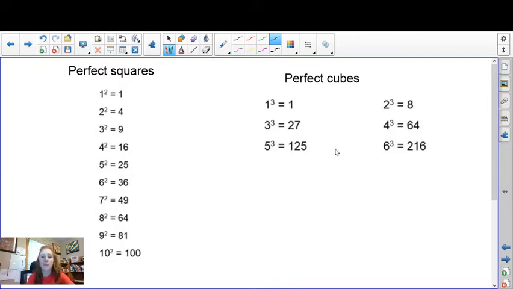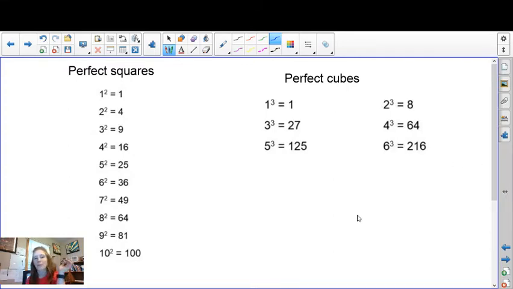Similarly, I have what's called a perfect cube. The difference between a perfect cube and a perfect square is a perfect cube is multiplied 3 times. So it's 1 times 1 times 1, which is 1. 2 to the third, or 2 cubed, is 2 times 2, which is 4, and then 4 times another 2, which is 8. Same thing with 3 to the third, it's 3 times 3 times 3, which is 27. 4 to the third is 4 times 4 times 4, which is 64. 5 to the third is 5 times 5 times 5, which is 125. And 6 to the third is 6 times 6 times 6, which is 216.